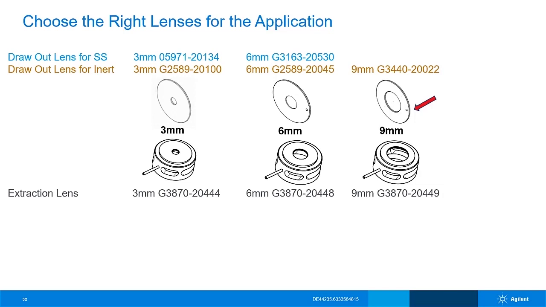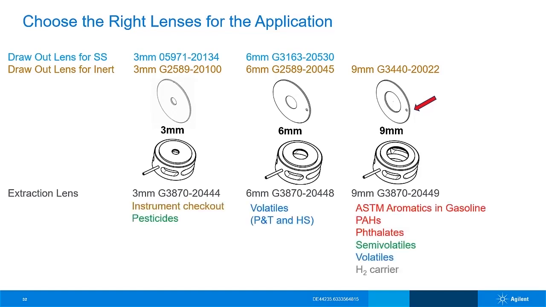Now there are inert draw-out lenses and extraction plates in all three potential diameters, 3, 6, and 9 millimeters. Each lens works better for certain analyses. For example, semi-volatiles, PAHs, and a few other analyses do best with a 9 millimeter lens, while pesticides and food work best with a 3 millimeter lens or draw-out plate.